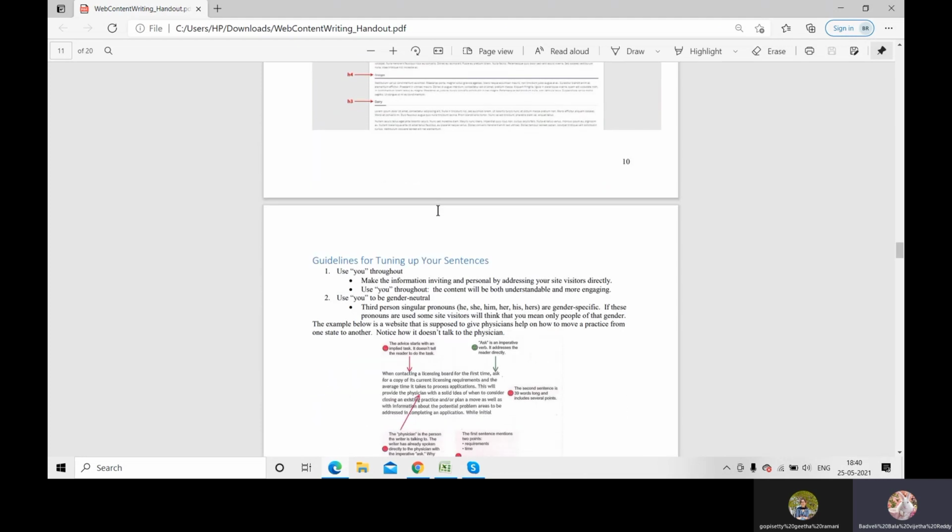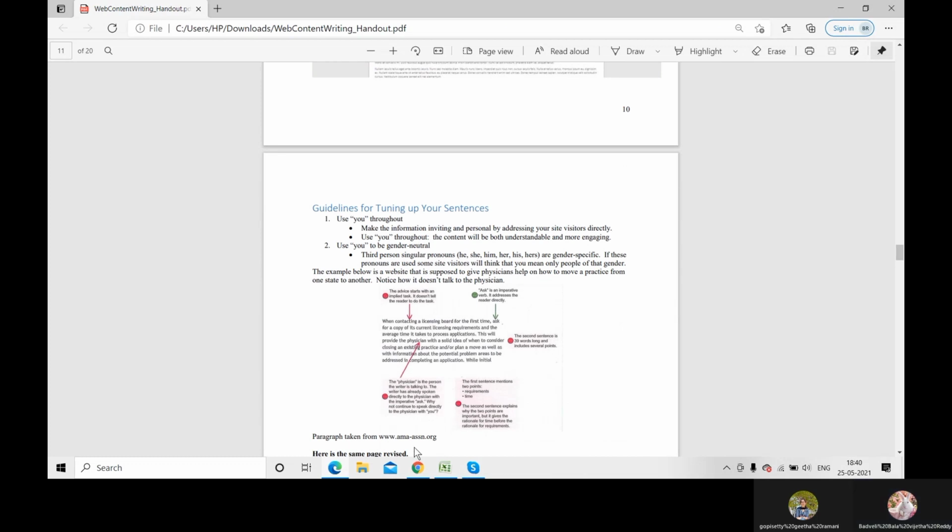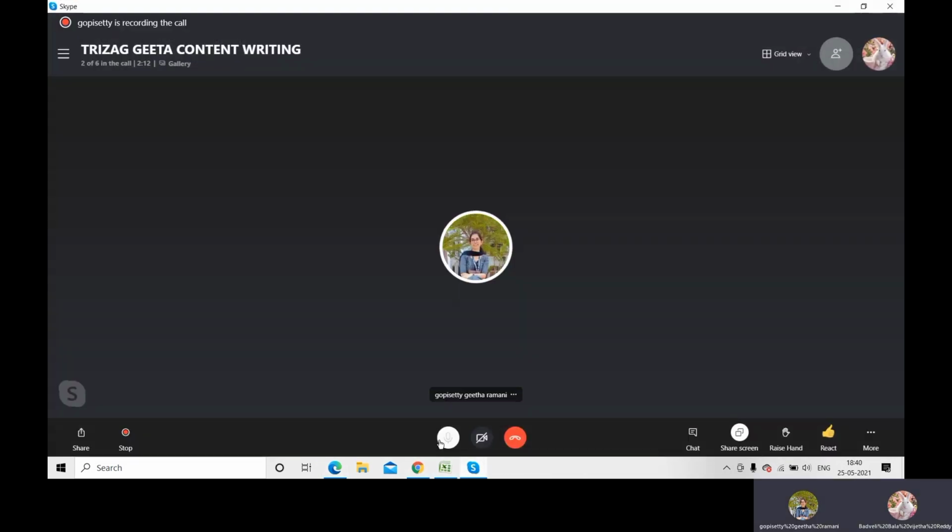Now Geeta Ramani will continue the guidelines. So our next topic is about guidelines for tuning up your sentences.